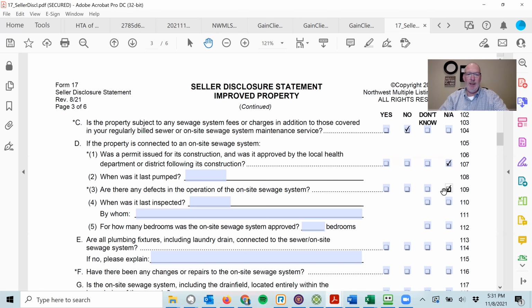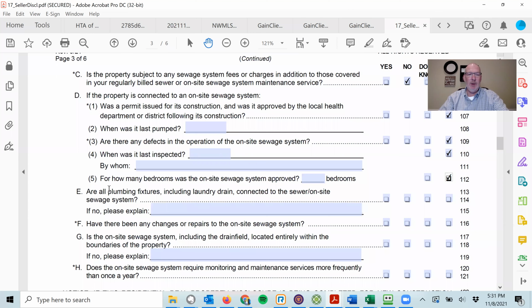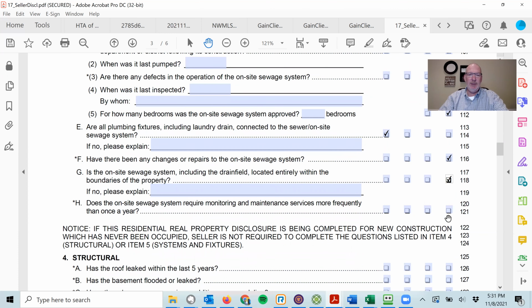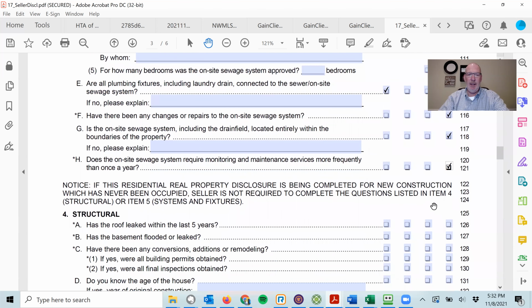When was it last pumped? NA. Are there any defects? NA. When was it last inspected? NA. How many bedrooms is it equipped for? Now, question E applies to both sewer and septic. Are all plumbing fixtures, including laundry drain, connected to the sewer/on-site sewage system? Yes. Have there been any changes or repairs to the on-site sewage? NA. Is the on-site sewage drain field included on the property? NA. Does the on-site sewage, like I don't even have to read the rest of it, right? If it's on-site sewage, it's NA.